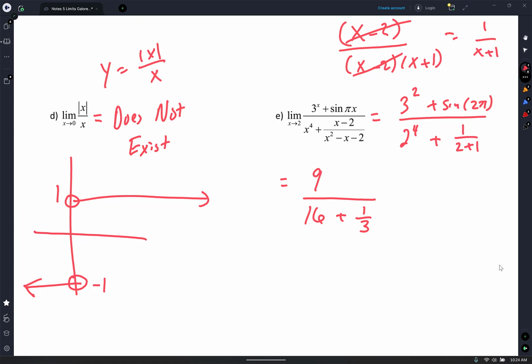So let's continue. 9 over, the way to do this, what's 16 times 3? 16, 32, 42, 48. 48 over 3. I make mistakes all the time, so check that I'm right. 16, 32, 42, 43, 45, 46, 47, 48. It's right. 48 over 3. 48 plus 1. So 49 over 3. Keep, change, flip.